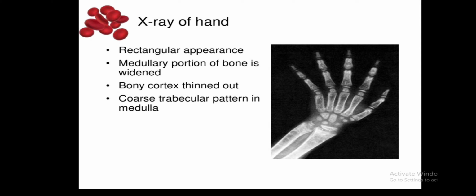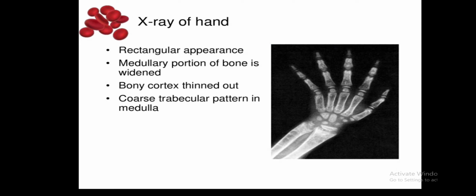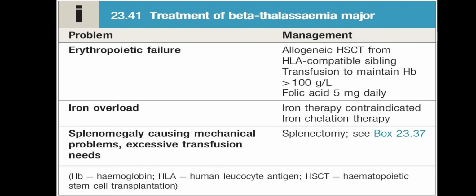The X-ray of the hand will show a rectangular appearance. You can see the metacarpals are rectangular in shape. The medullary portion of the bone is widened, the bony cortex is thinned out, and there is a coarse trabecular pattern in the medulla. So, these are characteristic features seen in thalassemia: the hair on end appearance in the X-ray skull lateral view and the rectangular appearance of the metacarpals.